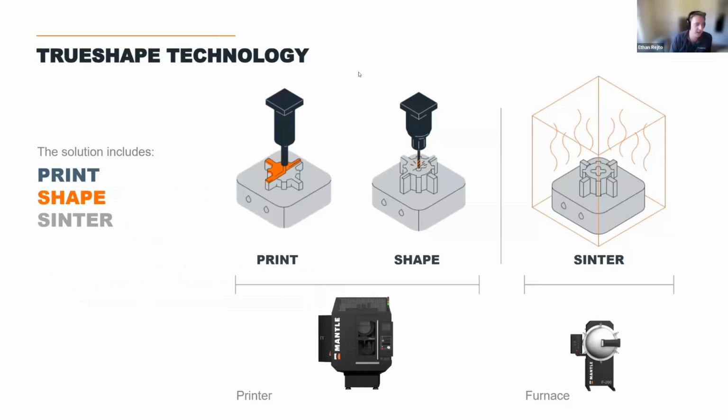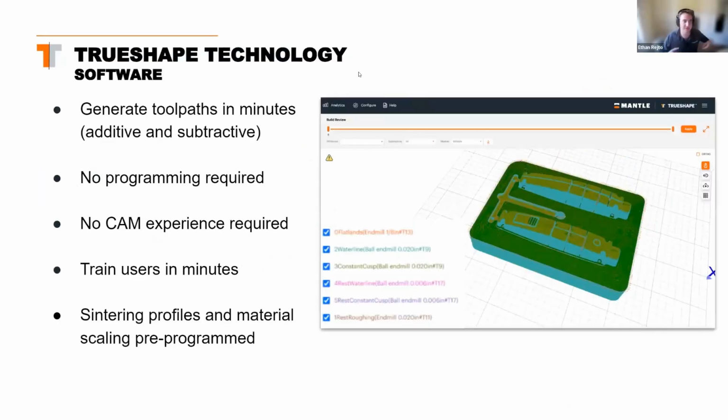So here's really the high level explanation of our technology, one that you may have heard before. Our technology essentially combines three major steps: printing and shaping, which is happening in the printer, and then sintering, which is happening in the furnace. We're not going to get into as much software today as I would have liked. We have so much other content, and we'll do some future webinars on how the software works. But it's important to know that the software is really going to be the brains of this entire operation. It's going to generate all those tool paths automatically, no programming, no CAM. It's going to do all the sintering steps for you.